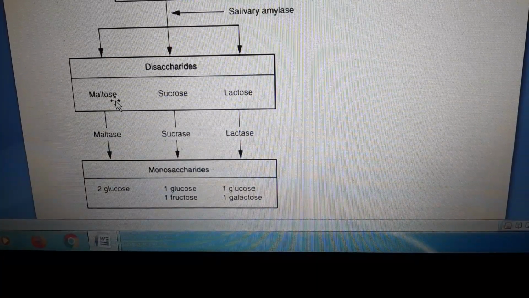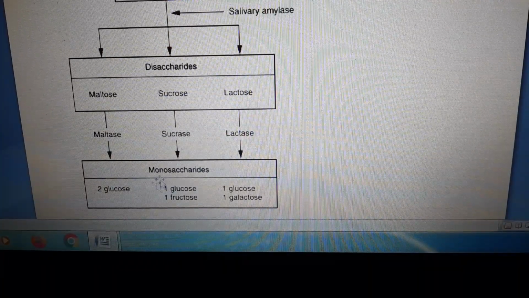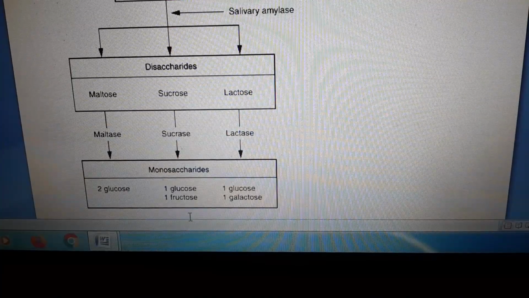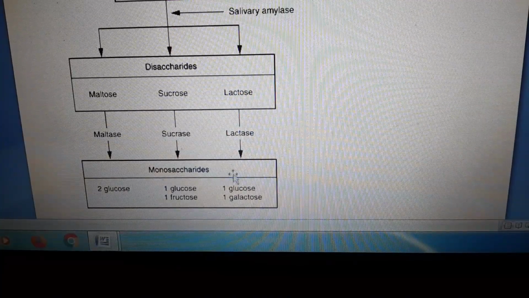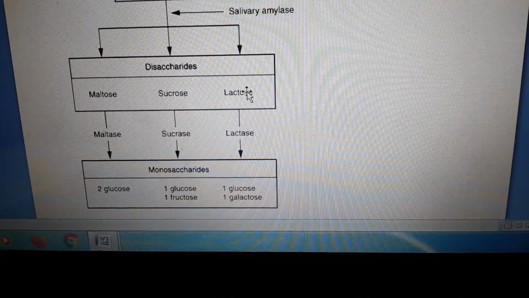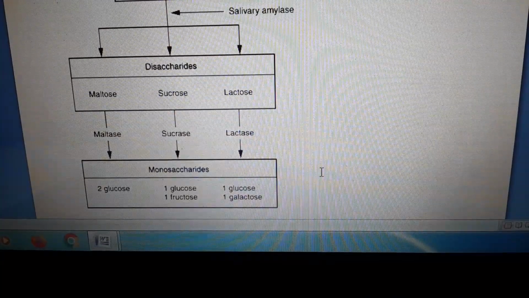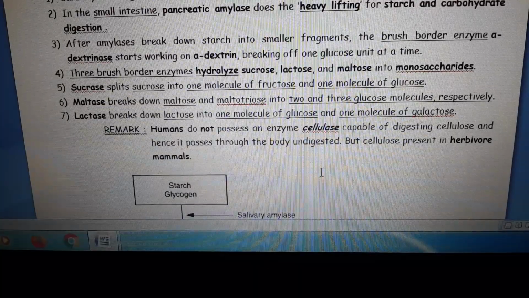The maltase acts on maltose to break it into glucose molecules. Sucrase acts on sucrose to break it into glucose and fructose molecules. Lactase acts on lactose substrate to break it into glucose and galactose.